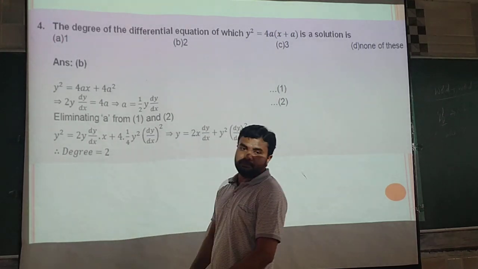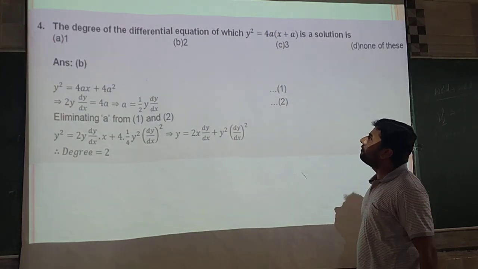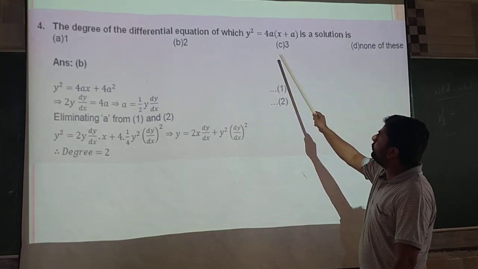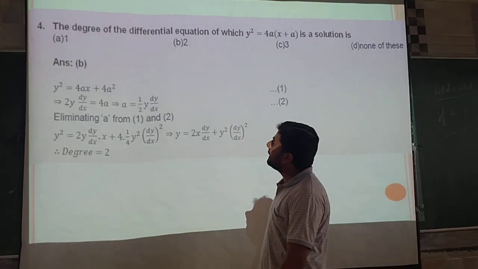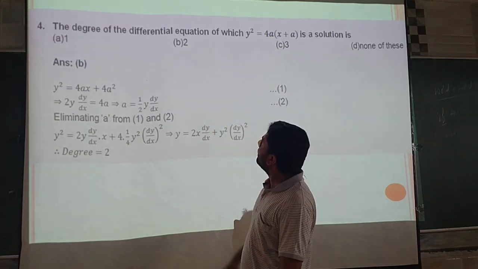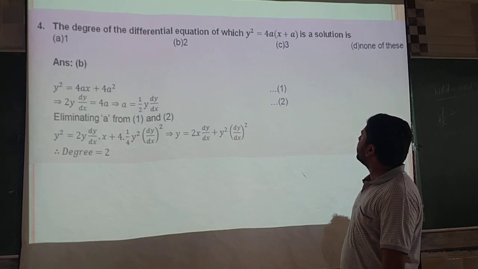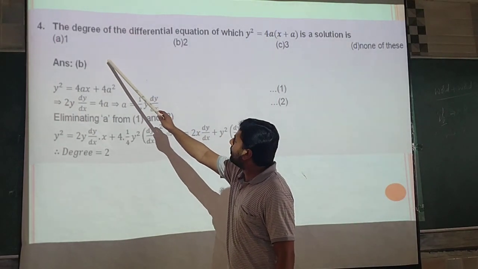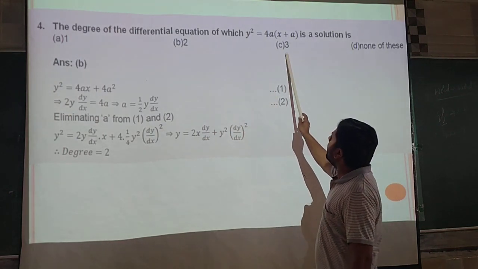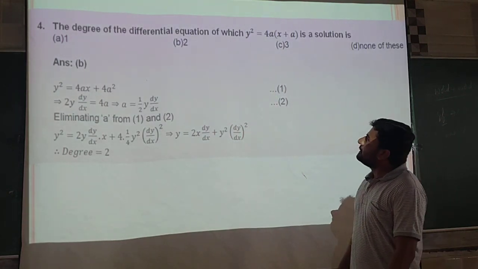The next question. The degree of the differential equation of which y square is equal to 4a into (x plus a) is a solution is: option A is 1, option B is 2, option C is 3, option D is none of these.